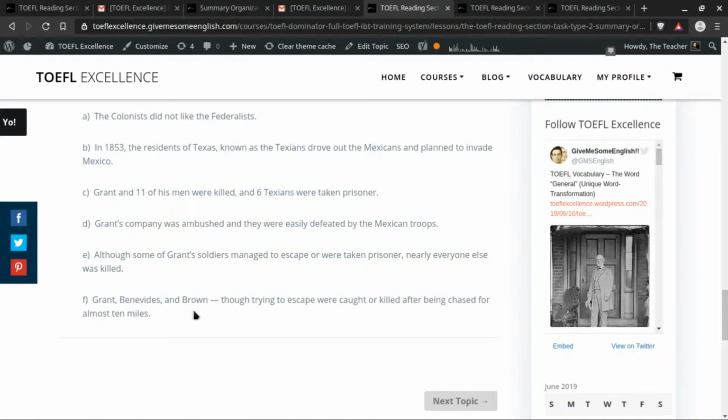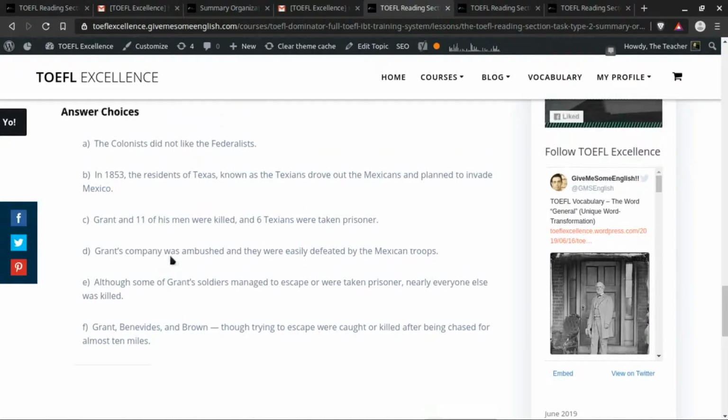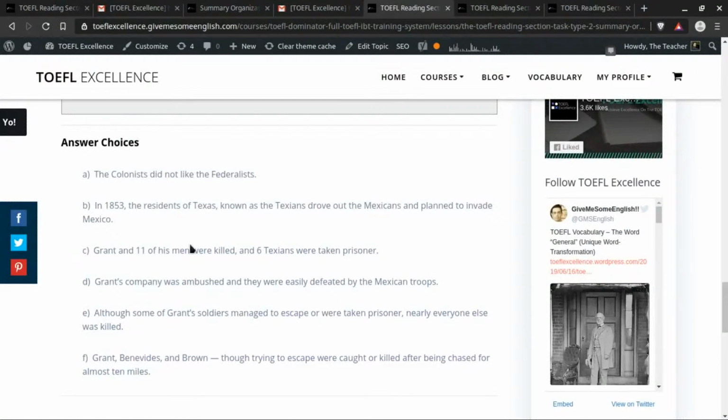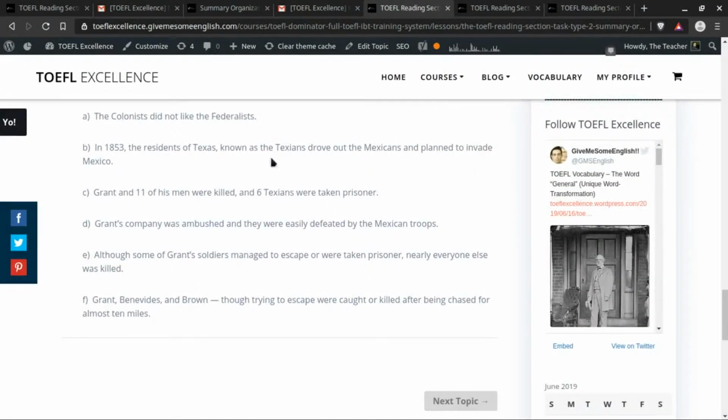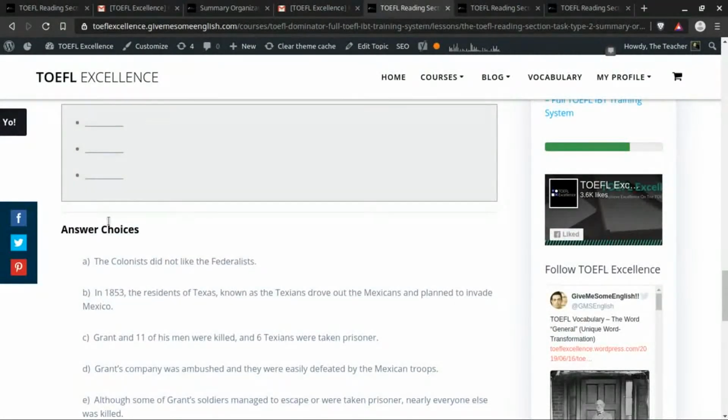Grant, Benavides, and Brown, though trying to escape, were caught or killed after being chased for almost 10 miles. Now, this one sounds very similar to these two right here, but it's a little bit more detailed than the other two, because they're talking about after being chased for. So this is one specific incident. This is why now we can probably eliminate this one and you can eliminate this one. So we have 4 statements and we only have 3 choices. Okay. Well, we could probably choose that one. That one definitely seems like a summary. So we put that up there.